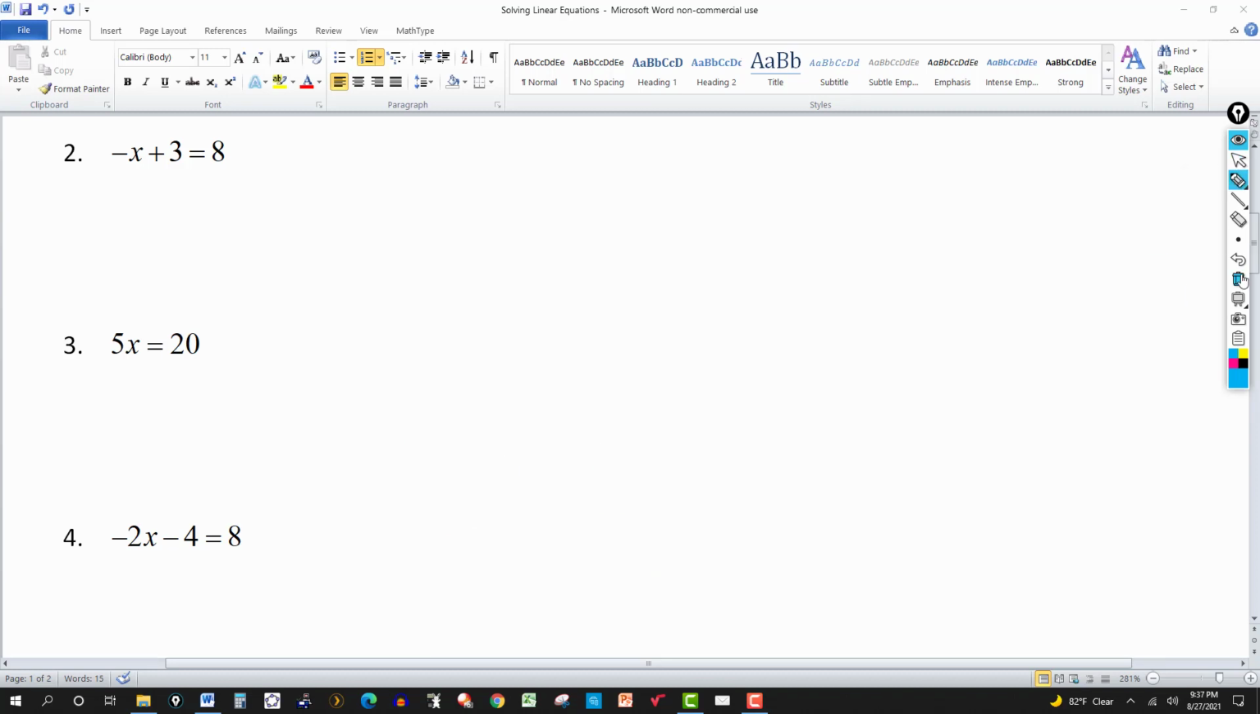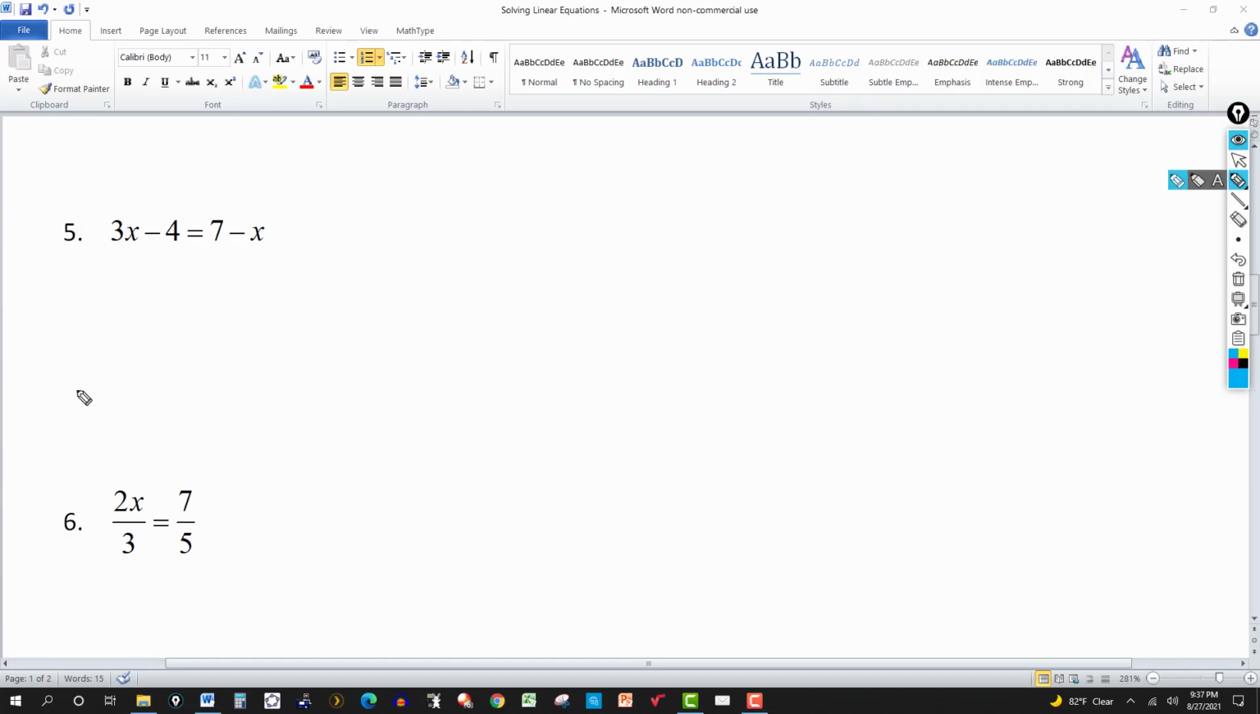Let's clear this. Next one. 3x minus 4 is equal to 7 minus x. So I want the variables on the same side. So very simple. Just go 3x then. I'm going to put them on the left side. So just bring this x over, make it a plus.